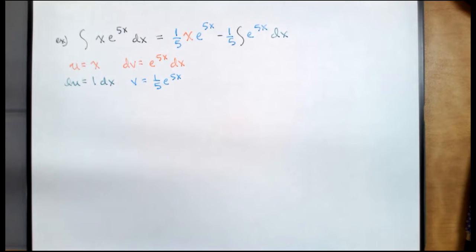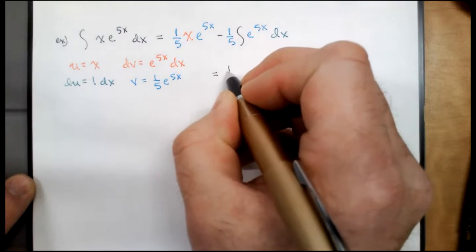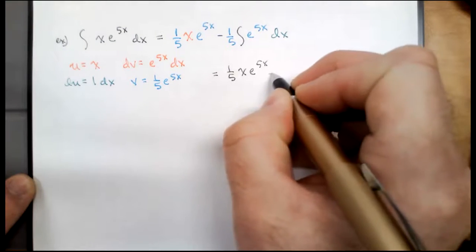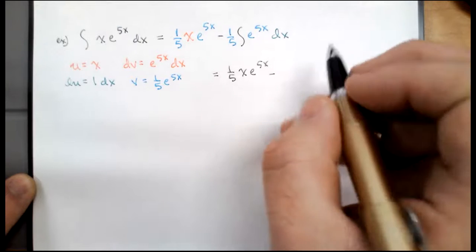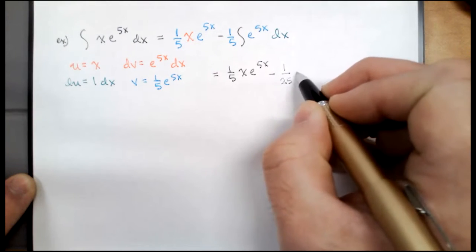We look at our secondary integral, that'd be step 4, integrate the secondary integral. And it is indeed simpler than the one that we started with. Started with an x times e to the 5x, now we've got just e to the 5x. So we integrate our secondary integral. And we have a 1/5 x e to the 5x minus 1/5. The integral of e to the 5x is going to be a 1/5, and that's why we're going to end up with a 1/25 e to the 5x.